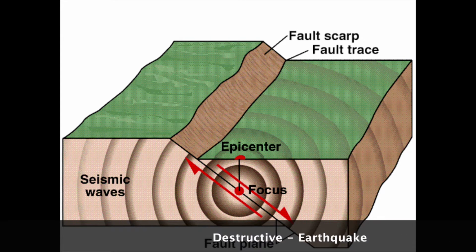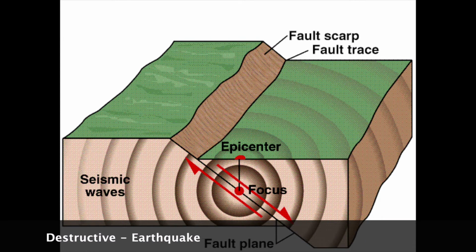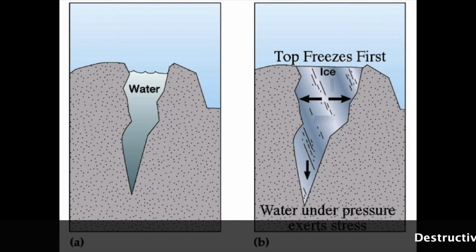This diagram shows an earthquake. An earthquake is destructive because it's destroying the crust. Here you see weathering through the freezing of water. As the water freezes, it pushes the rocks apart, causing them to weather.